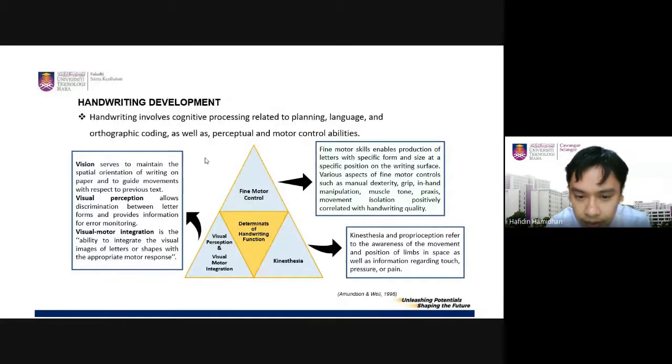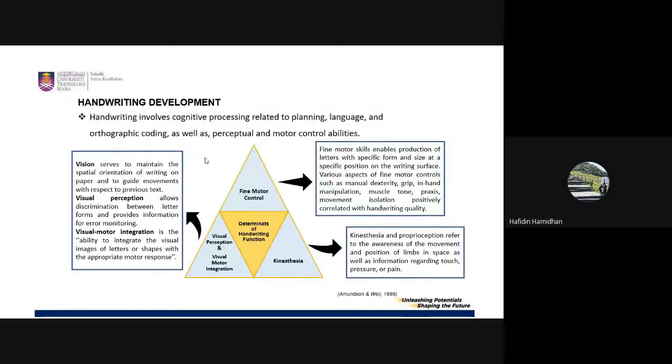Seterusnya kita melihat kepada kinesthesia dan proprioception. Kinesthesia dan proprioception ni dia provide information ataupun awareness of the movement and position of limb sewaktu melakukan aktiviti menulis, dan juga dia bagi information berkaitan dengan touch, pressure or pen. Seperti yang saya dah jelaskan tadi, ada certain authors yang argue yang mengatakan sebenarnya kinesthesia lah yang bagi feedback untuk memberitahu berkenaan dengan error monitoring sewaktu aktiviti handwriting tersebut dijalankan.